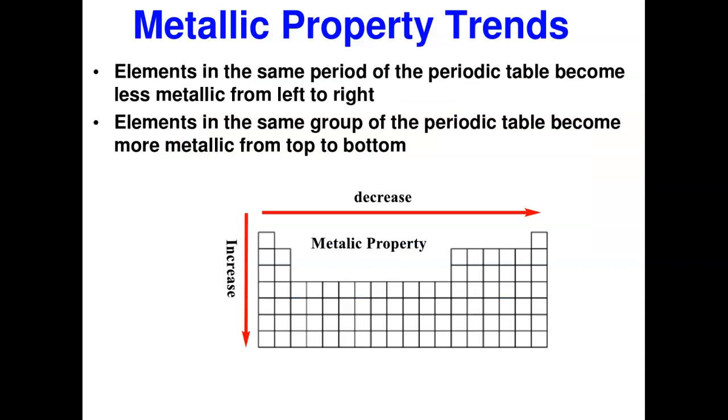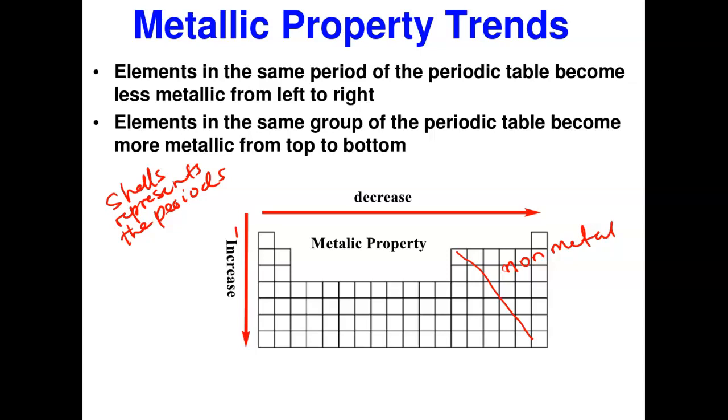Let's look at the trend. Elements in the same period will become less metallic if we're going from left to right. That makes sense, because, like I said earlier, the non-metals are on this side, and you expect the trend to decrease as you go from left to right across the period. However, if you're going down the group, the metallic property increases. Part of the reason is the size as you go down the group. Remember, the shells represent the period.